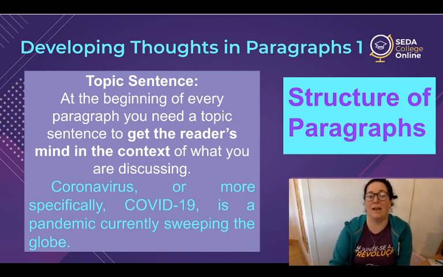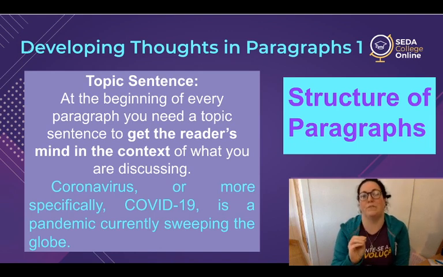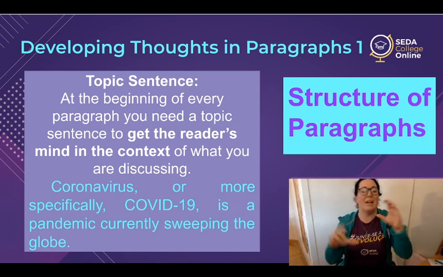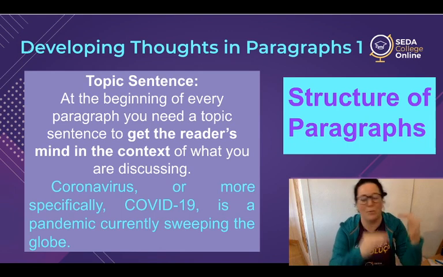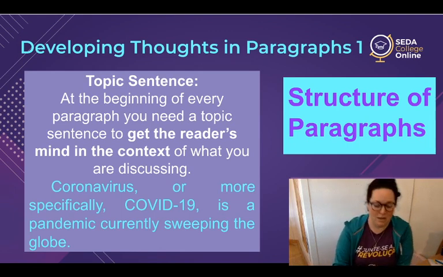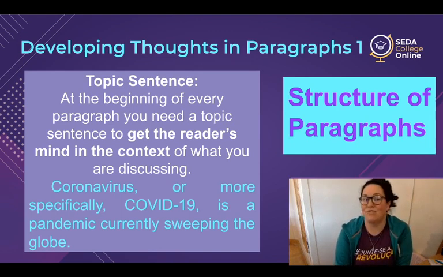Developing thoughts and paragraphs, number 1, the structure of the paragraph. So we know the structure of the essay. What's the structure of the paragraph? How do we arrange the sentences? What is the function of each sentence? Structure and function, right? Topic sentence. Just like in the introduction, you had a topic sentence. In the paragraphs that follow, you will have a topic sentence, the first sentence in the paragraph, which is introducing the topic of that paragraph.